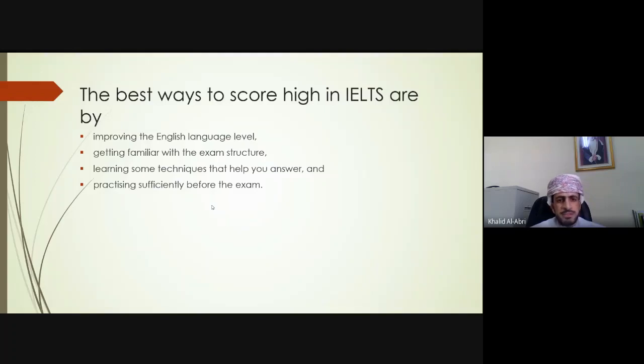And the last thing is practicing. The best advice to score high in the IELTS exam is to practice. How are you going to score high in listening? By listening. And the same for other skills. For writing, you need to write. Without doing this, don't be shocked if the results are low because of the lack of practice. So these are some of the ways that I see would help the candidate to score high or to get the desired score.